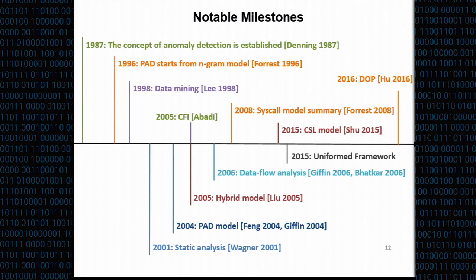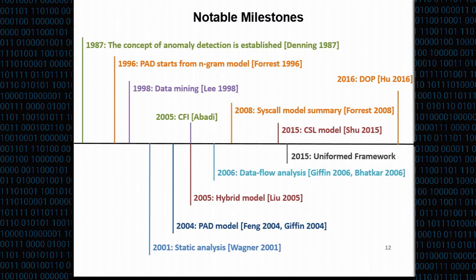Okay, and some notable milestones in the timeline. We can see that the first paper is a concept paper proposed by Denning about an expert intrusion detection system, and Forrest got this idea and put it into the program analysis field, so we get a further program analysis paper about program anomaly detection in 1996. And then throughout the years, we have some of the papers I just mentioned. We have summary papers, for example, in 2008, Forrest has a paper to summarize all the system call anomaly detection papers.